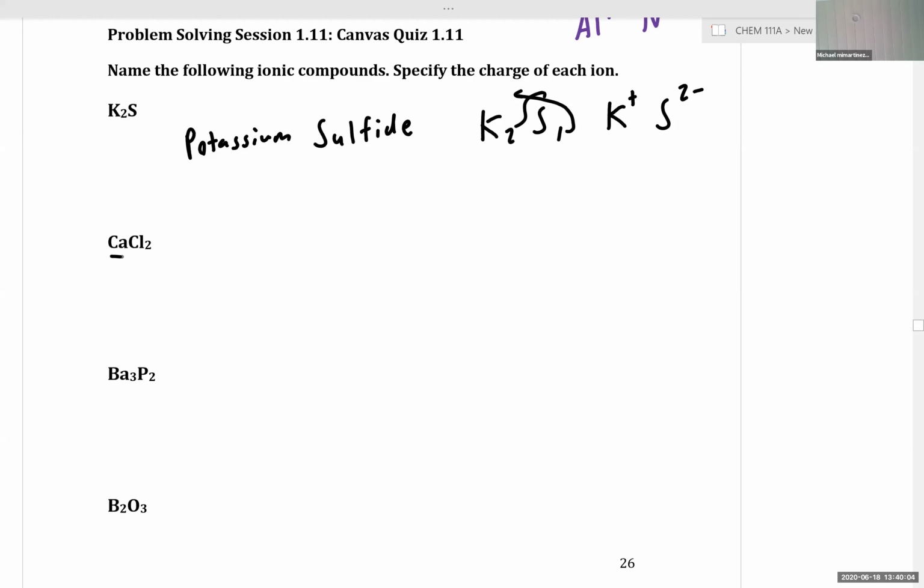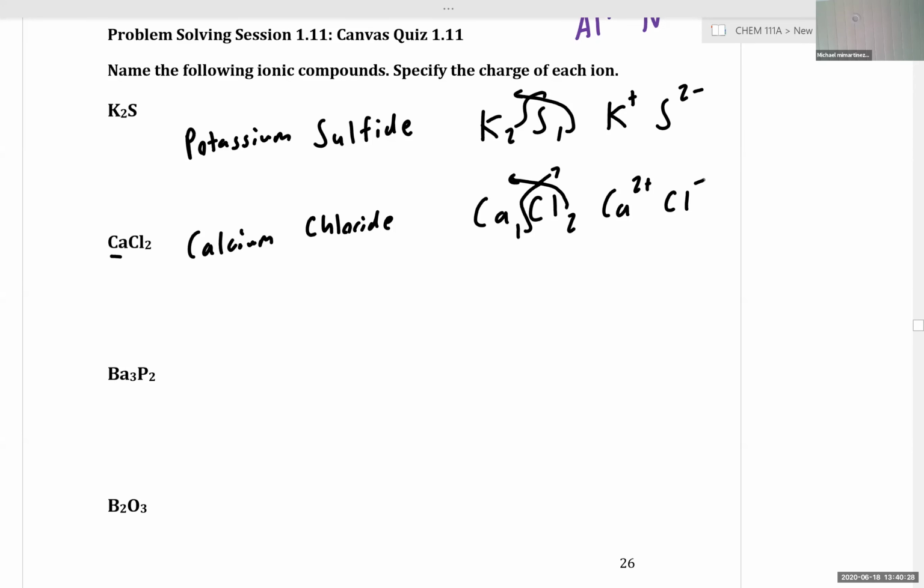CaCl2, we name our cation, which is calcium. And then we name our anion, which is chloride. If we wanted to figure out the charge, we put each of our subscripts and then we cross the subscript into the charge. That gives us Ca2+ and Cl-.